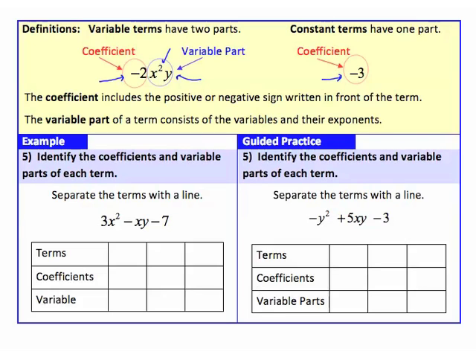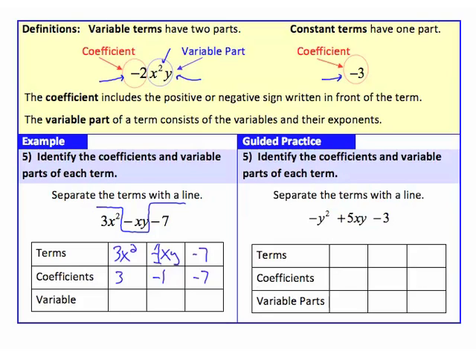Now let's take a look at an example that will help you identify the coefficients and variable parts of terms. Example 5. We want to separate these terms with a line. So we'll start by getting our terms separated and identified. All right, so our terms are 3x squared, negative xy, and negative 7. The coefficients on those terms, every term has a coefficient. So the number part of that first term, 3x squared, is just 3. This next one, this negative xy, might be hard to see, but anytime we don't have a number there, it's understood that there is a 1 here on this term. And so my coefficient there is going to be negative 1. The last term, my coefficient is just negative 7.